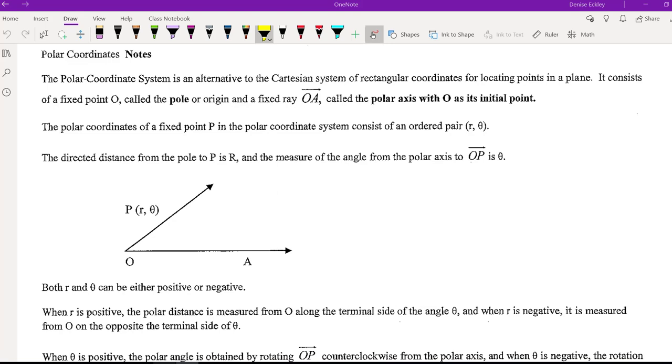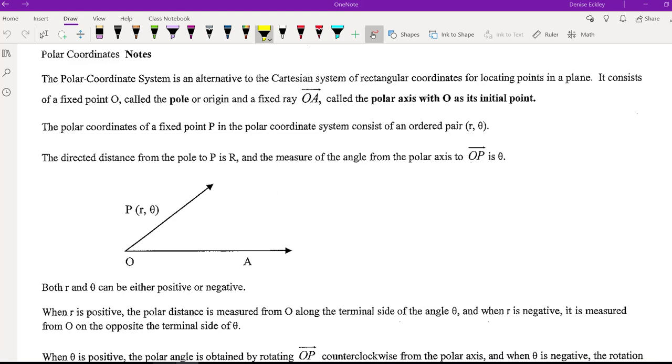Part 1 of section 6.4, polar coordinates, and going along with that, section 6.5 will be polar graphs. So let's start by introducing what polar coordinates are. We have another coordinate system. We have our rectangular, we have our parametric, and now we're going to talk about a polar coordinate system. It's an alternative to the Cartesian system, and it's a way to locate points in a plane.